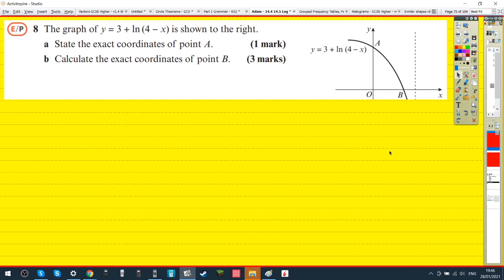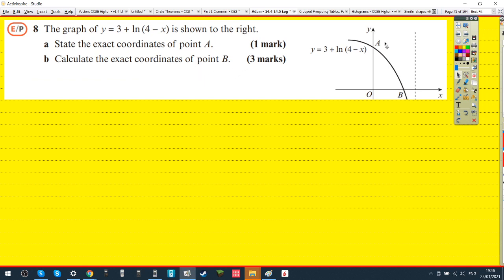Okay. The exact coordinates of A, I believe for the A coordinate, x would be 0. So you make x 0 in the equation. So it'd be just 4 then. Ln 4. Yeah. So y equals 3 plus log 4, just base e. Just ln 4 is fine. Is that the answer? Yeah, so I think as a coordinate it would be 0, 3 plus ln 4.